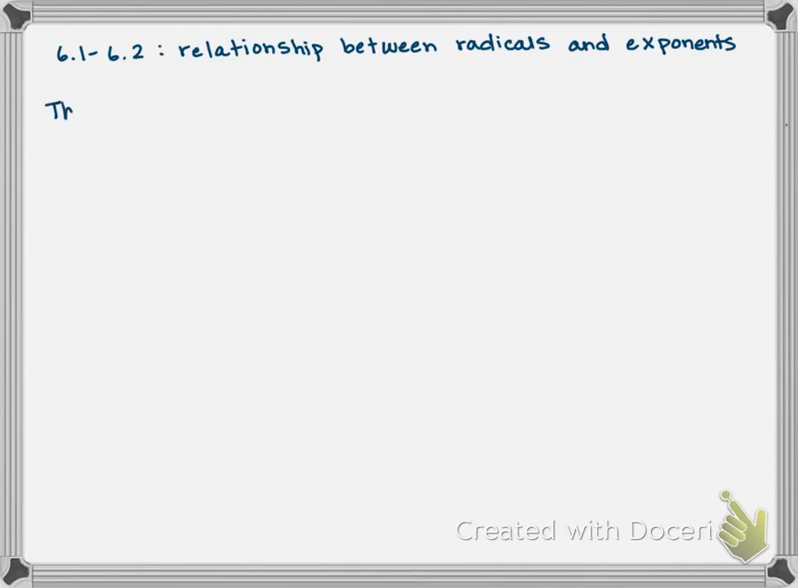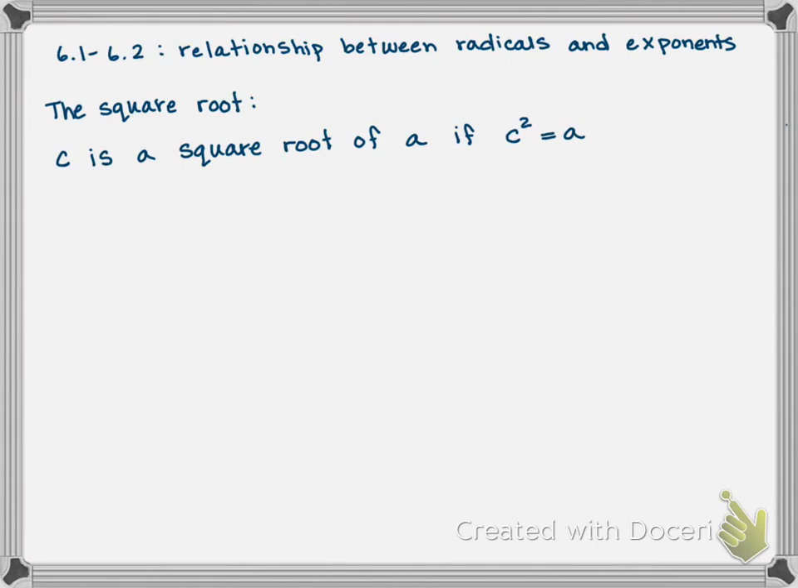So we'll start with the square root. That's the one we're most familiar with. So we say a number C, or let's just say it this way. C is a square root of A if when you square C, you get A. So a square root of A is any number that can be squared to get it.